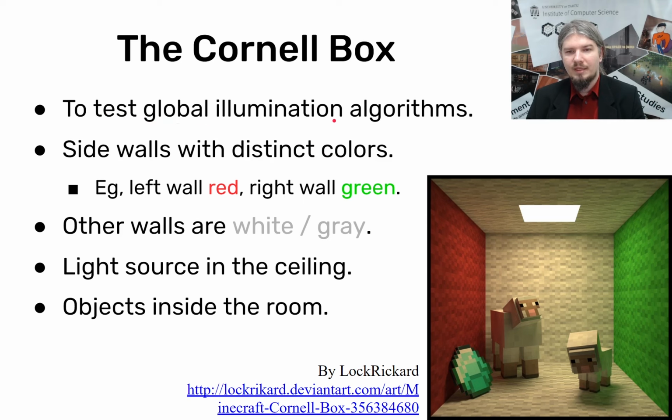Global illumination means that we consider the light that is bouncing off of these objects and illuminating the scene indirectly. So light that is not just coming directly from the light source, but from the scene itself. Often the other walls are just white or gray, there's a light source in the ceiling and we want to place some objects in the room.